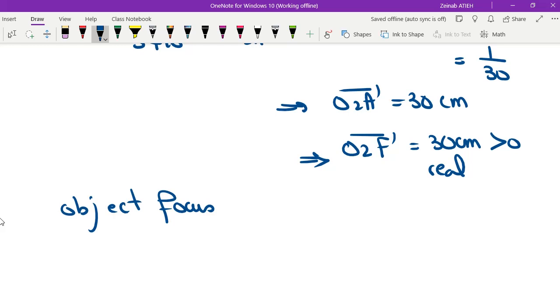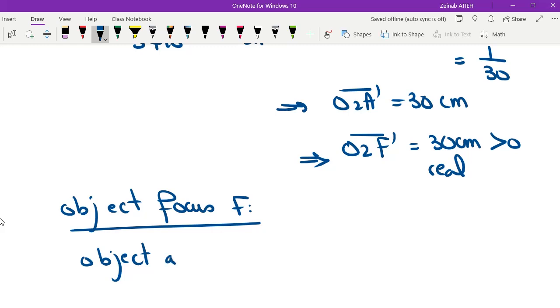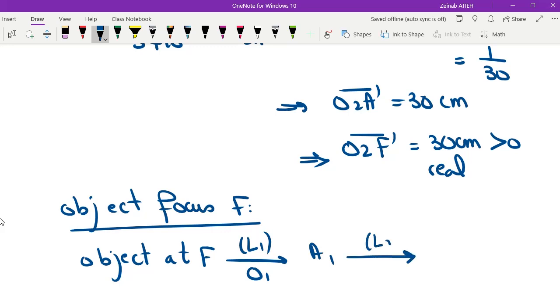So I have the final image at infinity, meaning A prime is at infinity, and the object is at F. Light crosses L1, which has the optical center O1, and gives me image A1. This image is the object for L2, which has center O2, and it gives me a final image A prime at infinity. This is the definition of the object focus: the light ends up at infinity.